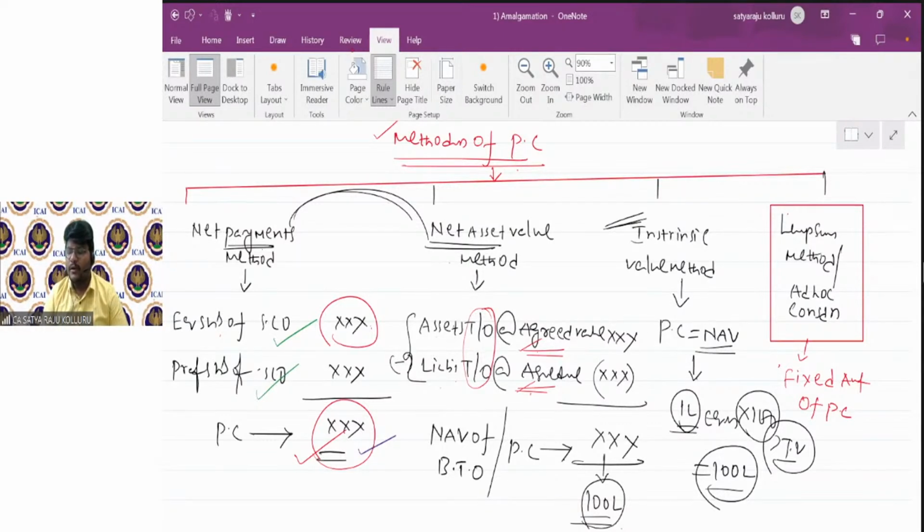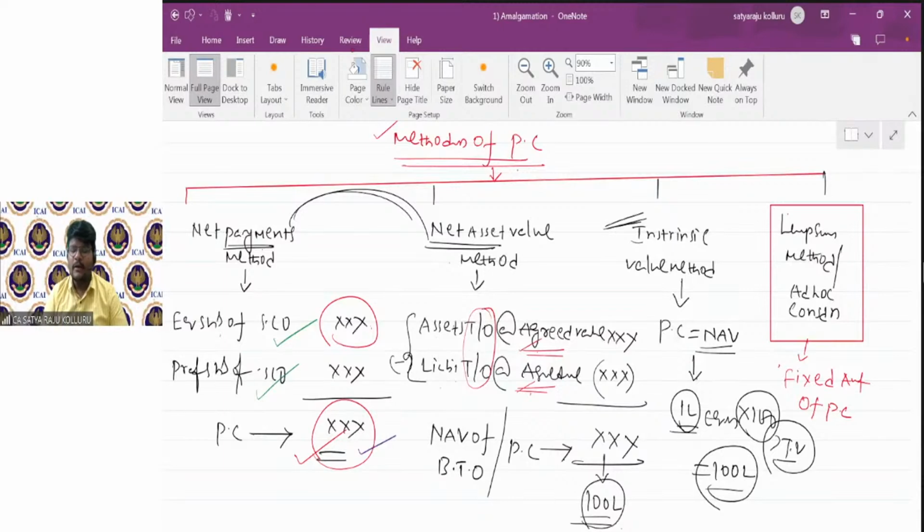Then coming to the intrinsic value method, as I already told you in yesterday's session, there is no difference between the NAV method and the intrinsic value method. Both are the same, but the way of expressing the values is different. In the intrinsic value method, the number of equity shares in the selling company is multiplied by the intrinsic value per share in the selling company, or NAV per share in the selling company.